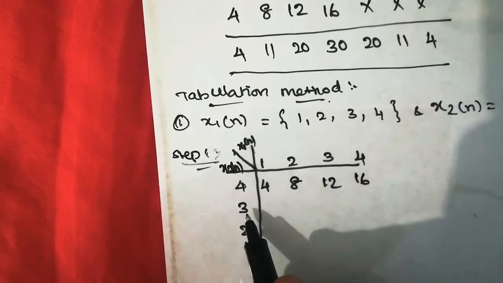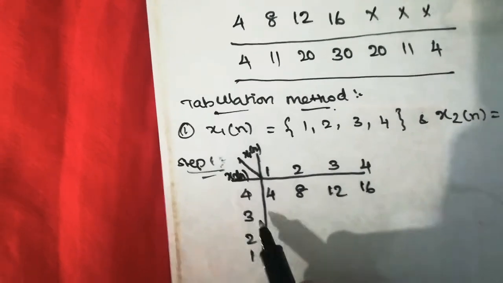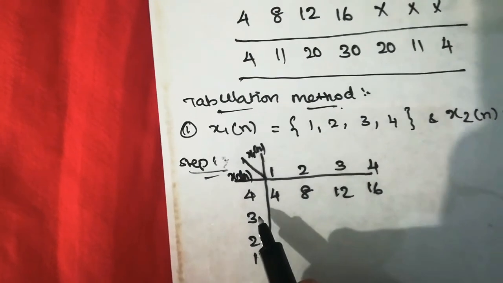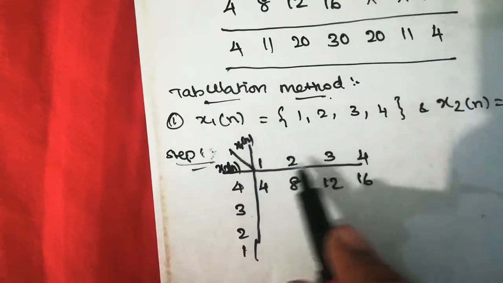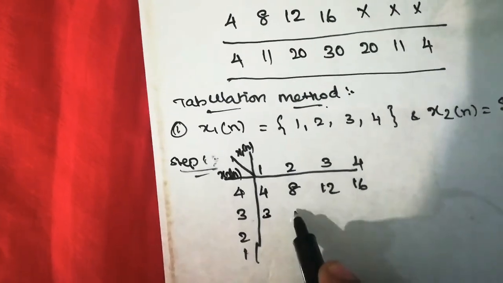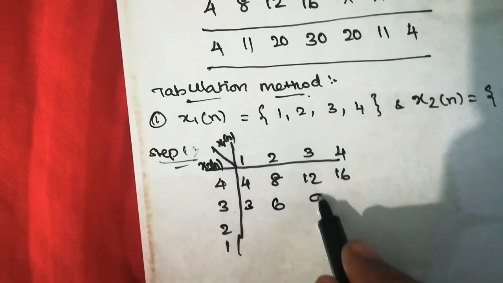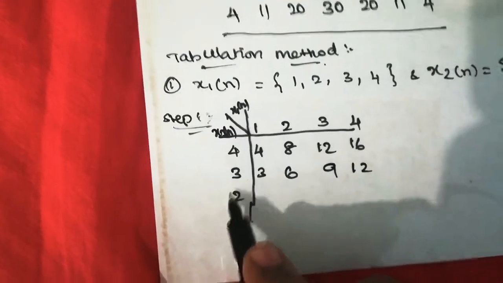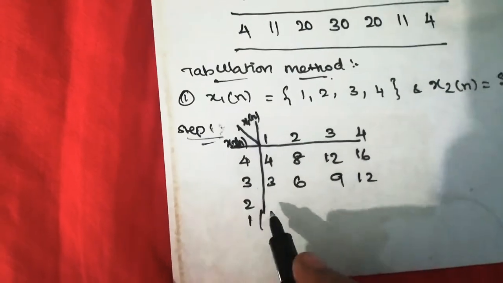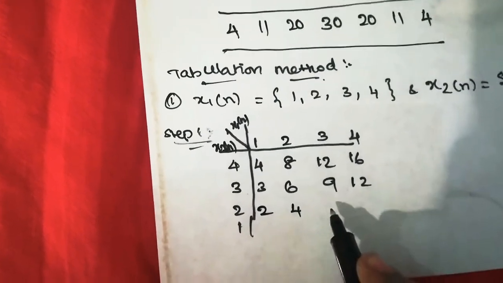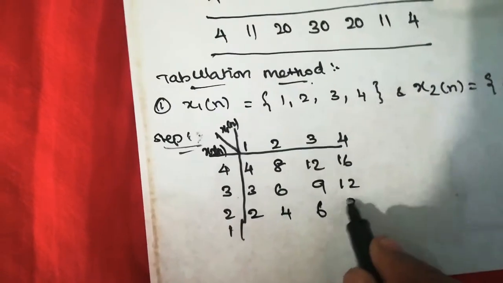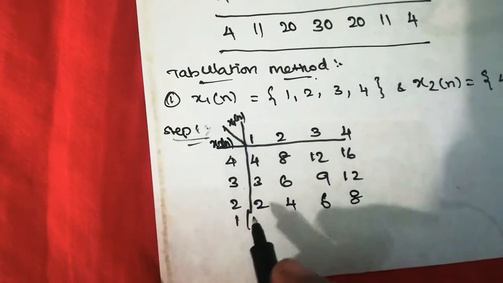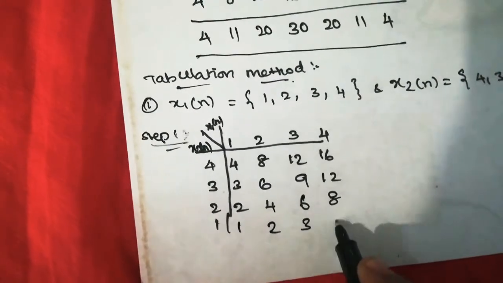Next, take the second value. So take the second value, that is 3. Now take this 3 here and multiply with all the values of x1 of n. So 3 into 1 becomes 3, 3 into 2 is 6, 3 into 3 is 9, 3 into 4 is 12. Next take the third value of x2 of n, here the third value is 2, and multiply with all the x1 of n. So 1 into 2 is 2, 2 into 2 is 4, 2 into 3 is 6, 2 into 4 is 8. Next the last value, that is the fourth value, is 1. So I multiply with the x1 of n: 1 2 3 4.